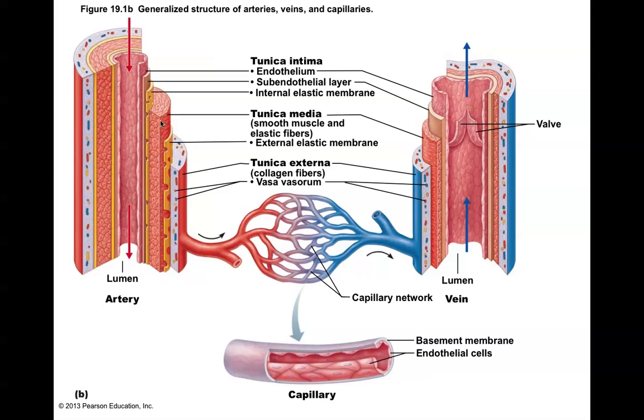Tunica media, very thick layer of smooth muscle. And there's also some elastic connective tissue. And then tunica externa has collagen fibers. And this is around the outside of the vessel. So over here is a vein. And with veins, they have the 3 layers again, but this tunica media is quite thin in relation to the artery. Then you have the tunica externa, which they're representing here in blue because this is out in the body, and the veins are carrying blood back to the heart.